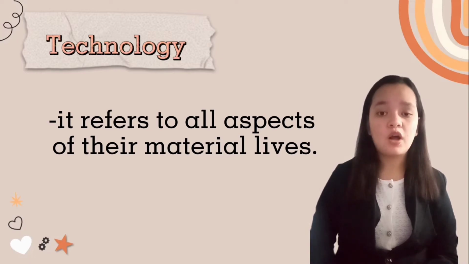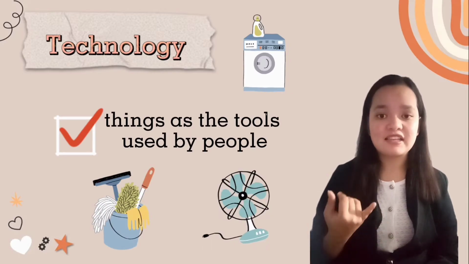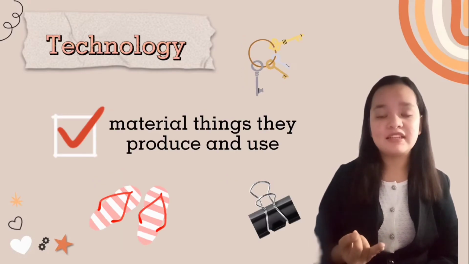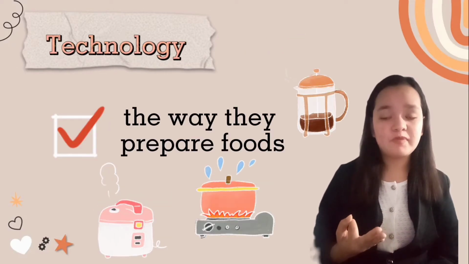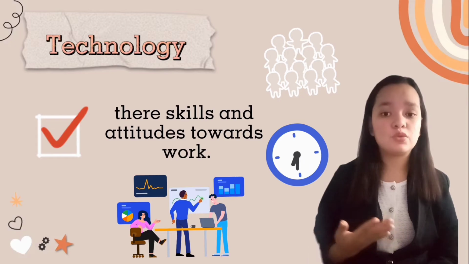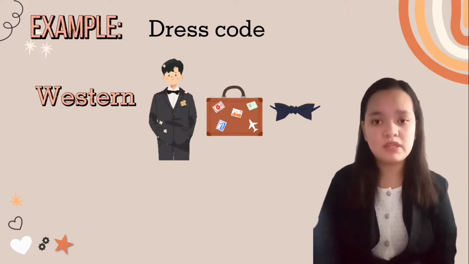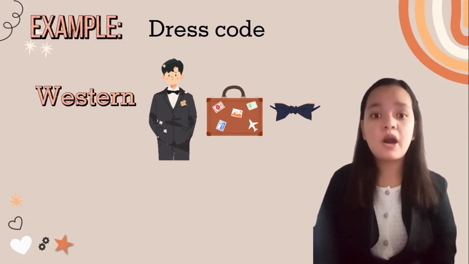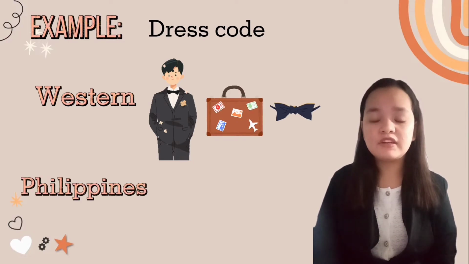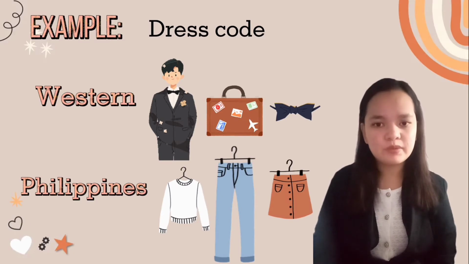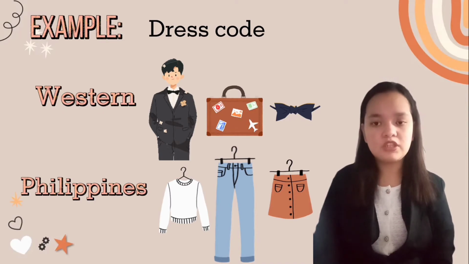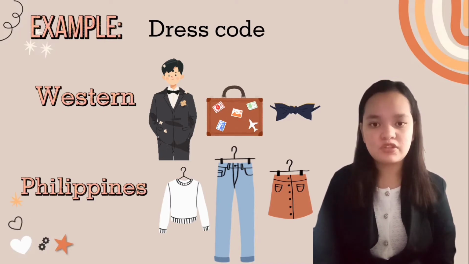When we say technology of culture, it refers to all aspects of material lives, which includes things such as the tools used by people, the material things they produce and use, the way they prepare foods, and their skills and attitude towards work. For example, in dress code, in the West, they adopt a more casual approach. They enter a business meeting with a casual suit, with a blazer and a pair of slacks, while here in our country, because of the hot and humid weather, we prefer a typical cotton shirt, dress, pants, or a skirt.